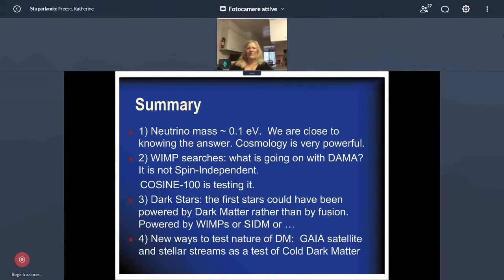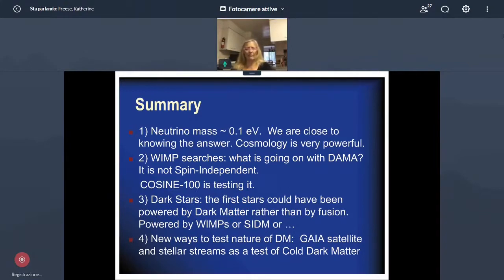So I summarize here. I've gone over, I think, 3 minutes, not too bad. Neutrino mass is getting nailed down by cosmology. That's pretty cool, but it's not the dark matter. WIMP searches: DAMA is still sitting there with a 12 sigma annual modulation signal. It's not spin independent scattering. It's not even compatible with itself. COSINE-100 is testing it. That's exciting. We'll know.